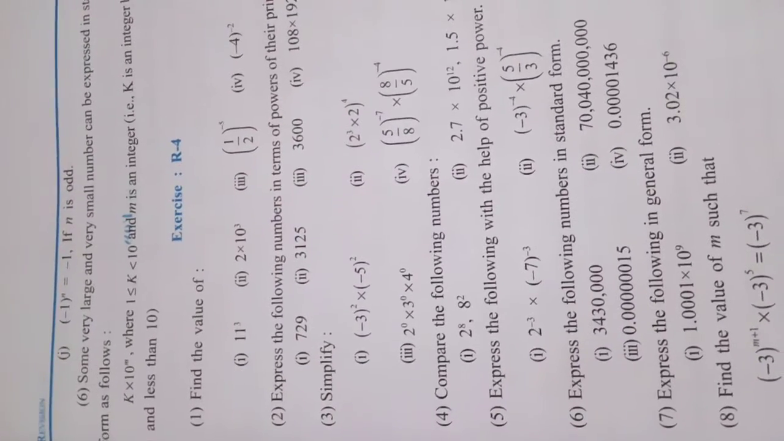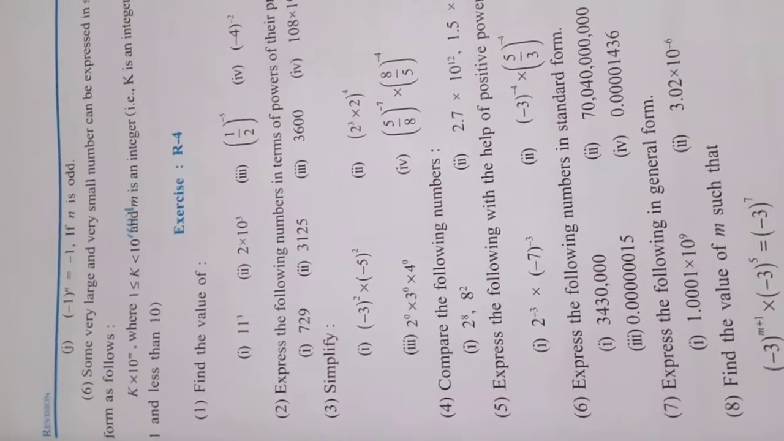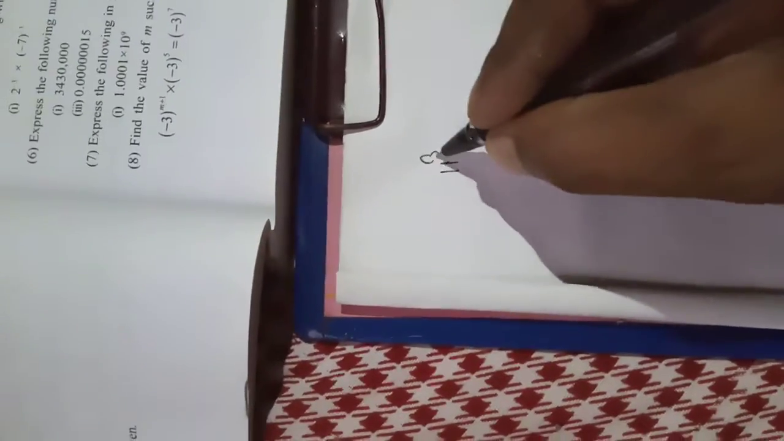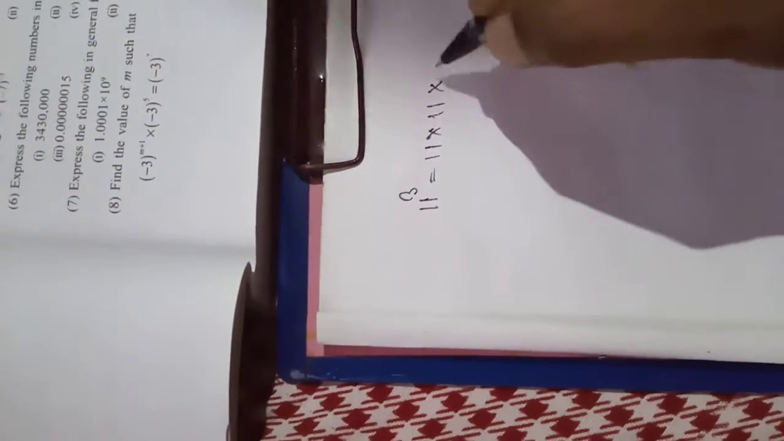Question number 1: find the value of 11 cube. Easiest one, find the value of 11 cube. 11 cube is equal to 11 into 11 into 11. Multiply it, whatever you get will be your answer.